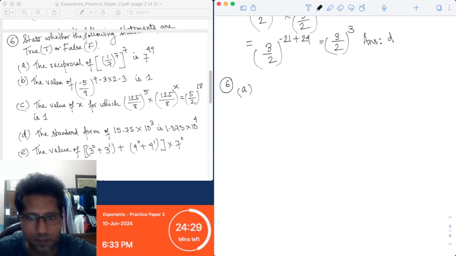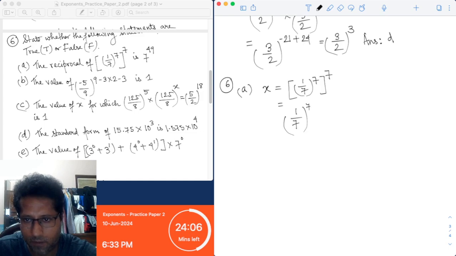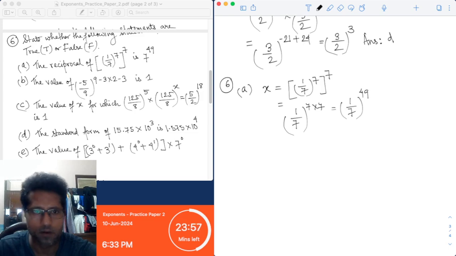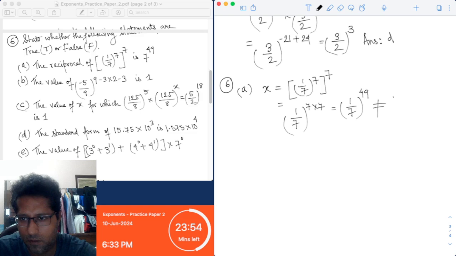Let's find out the reciprocal of it. So let's say, for the ease of calculation and readability, let x equal (1/7) raised to the power 7, and again whole raised to the power 7. Now let's simplify this. This is nothing but (1/7) raised to the power 7 multiplied by 7. This is (1/7) to the power 49. Now this definitely is not equal to 7 to the power 49. So this statement is false.